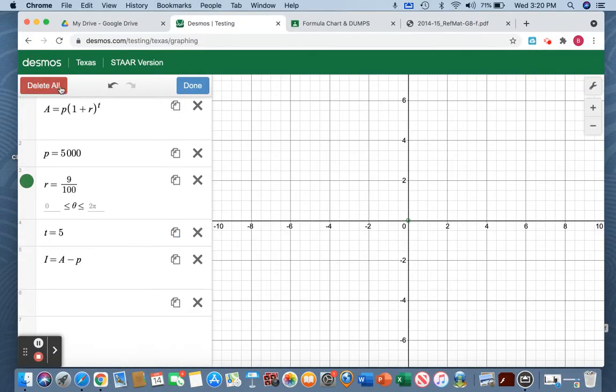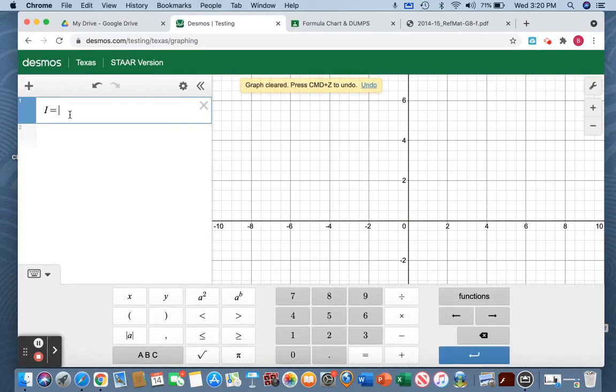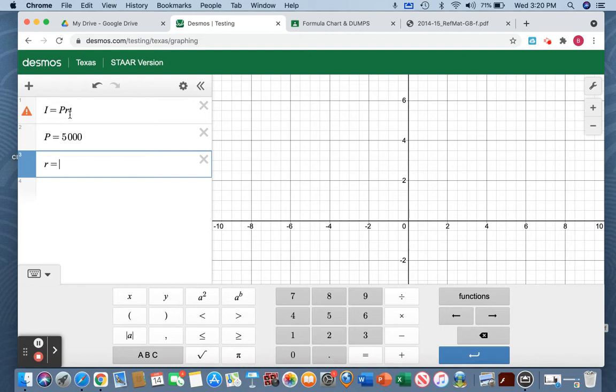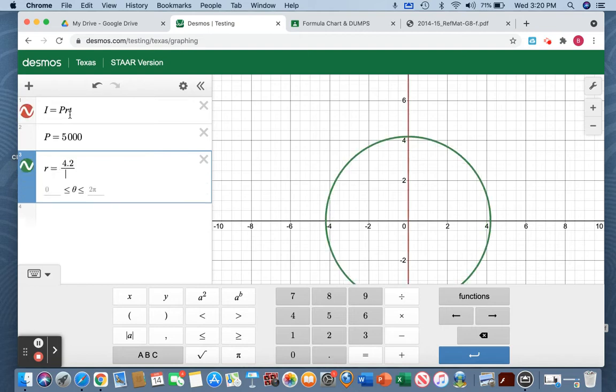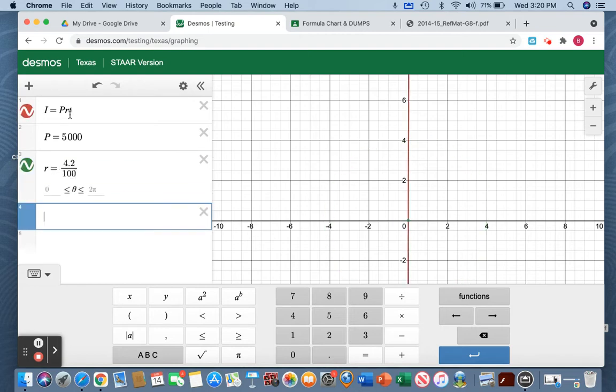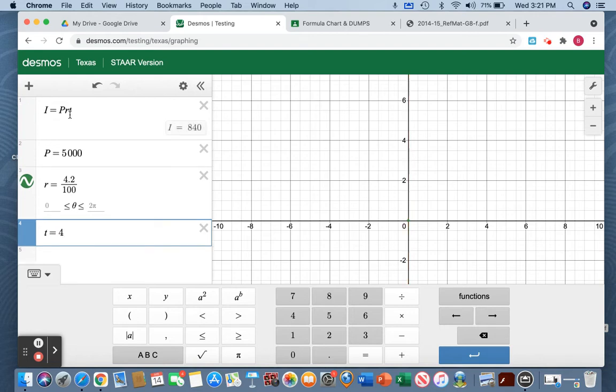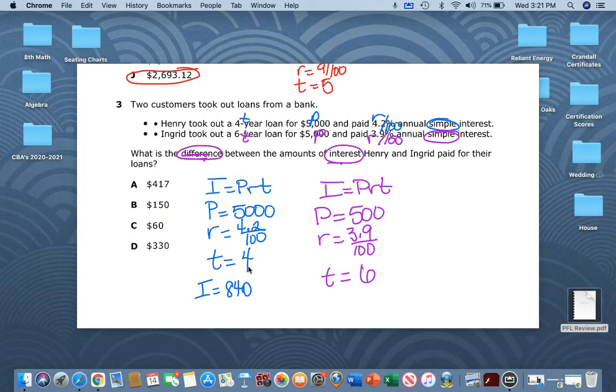Delete all. I equals Prt. P is 5,000 for both. R equals 4.2 over 100. Time is 4 years. So for Henry, 840. And I'm writing that down on my paper because now we're going to have to change all of that to do Ingrid. See, she wrote it.